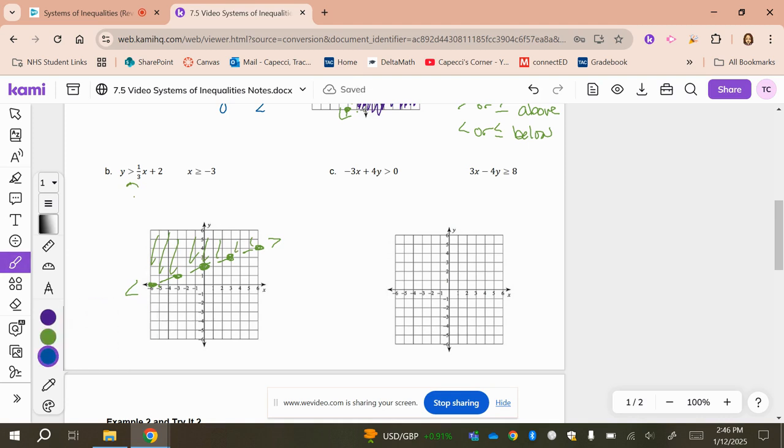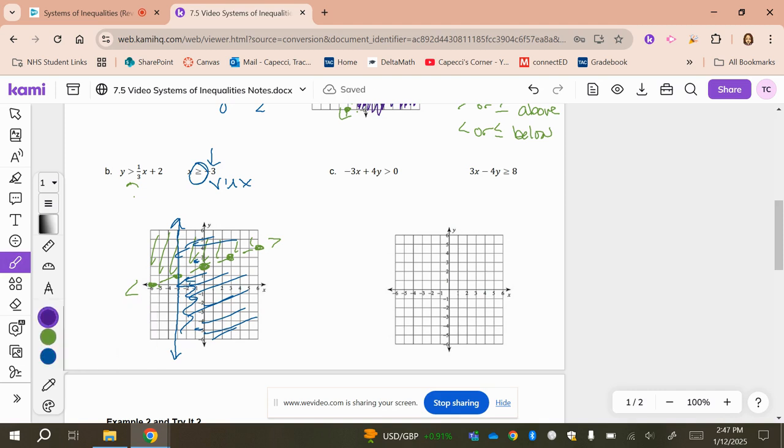And now I'm going to look at my next one. Now there's no y here. So this is going to be a vertical line through negative 3. So when I go to negative 3, that's a solid line, right, because we have greater than or equal to. So I'm going to do a solid line through x equals negative 3. Greater than or equal to. All the numbers that are greater than or equal to negative 3 are on the right-hand side, right? 3 or 4 or 7 or negative 2 are all on the right-hand side of that line.